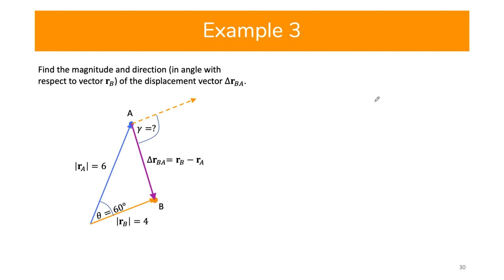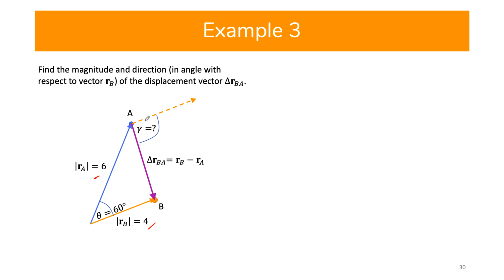Let's continue on our example. We are asked to find the magnitude and direction of the displacement vector. We are given that vector RA has a magnitude of 6 and vector RB has a magnitude of 4, and the angle between RA and RB is 60 degrees. By the way, the direction of the displacement vector, we have to express in terms of the angle between the displacement vector and the vector RB.